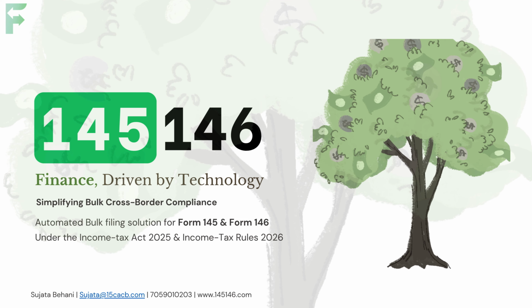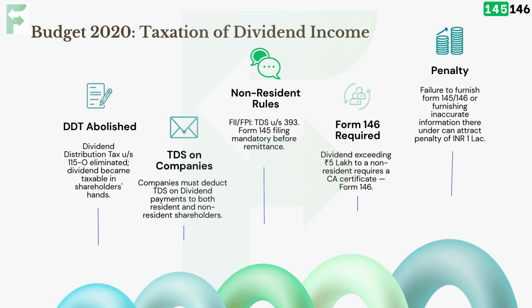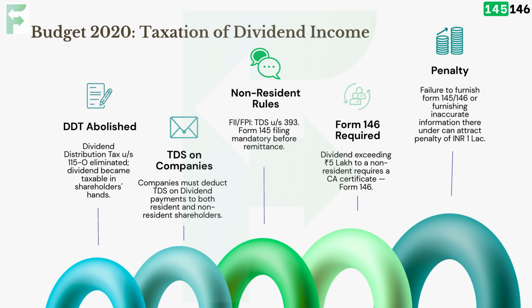Let's first understand why Forms 145 and 146 have become an important part of the compliance process. With Budget 2020, the dividend distribution tax was abolished. As a result, dividend income became taxable in the hands of shareholders. This also shifted the responsibility to companies, which must now deduct tax deducted at source before making dividend payments.